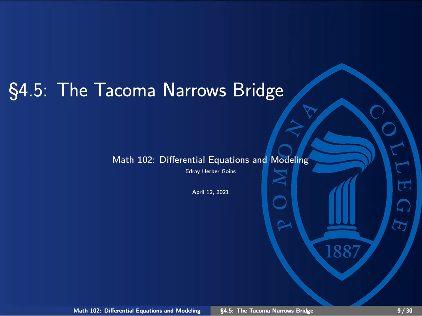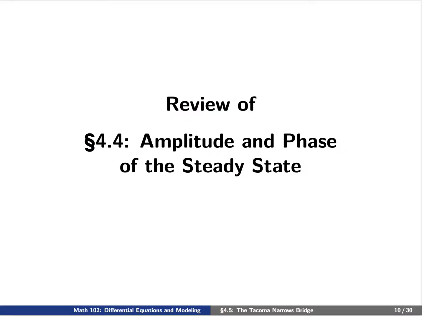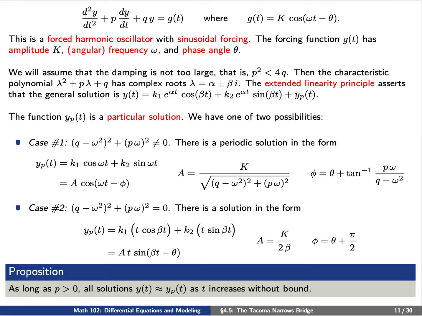Today we're going to talk about the Tacoma Narrows Bridge. Before we do so, let's review some ideas from before about amplitude and the phase of the steady state. Recall that we're considering a second order differential equation, y'' + p y' + q y = g(t), where we have sinusoidal forcing.